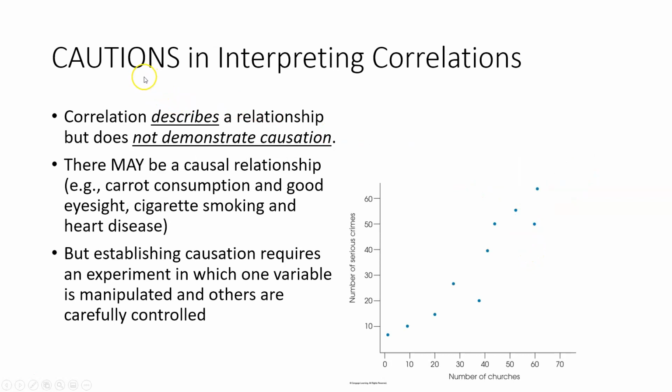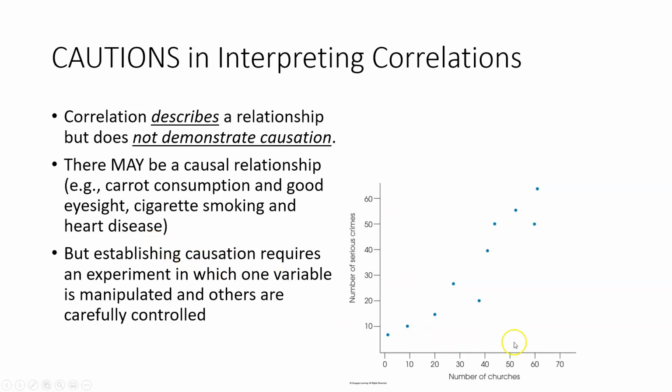However, we need to be cautious when we're interpreting correlations because although it's useful for those four things, it does not demonstrate causation. Just because two things are related to each other does not mean that one of those things caused the other one. Now, there may be a causal relationship, like we talked about in the case of cigarette smoking and heart disease or lung cancer, but it may also not be a causal relationship.